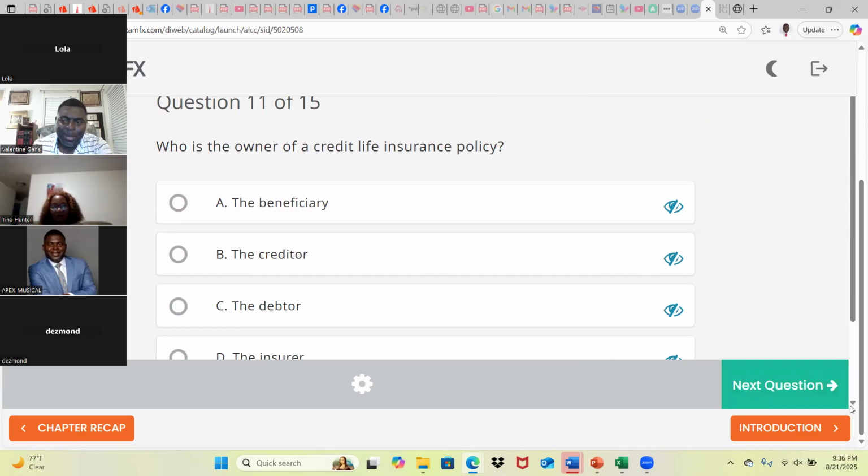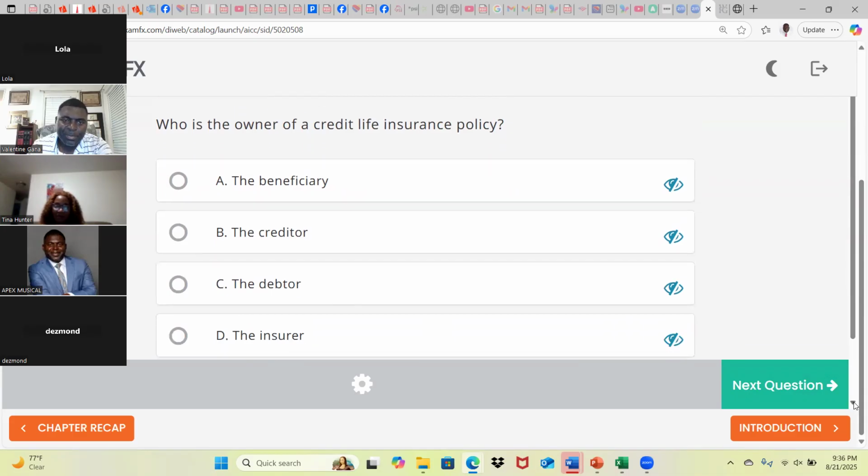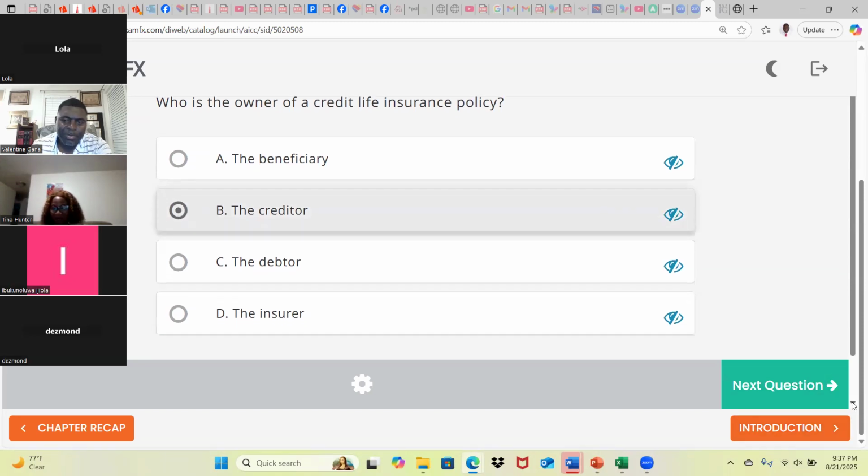Who is the owner of a credit life insurance policy? A, the beneficiary; B, the creditor; C, the debtor; D, the insurer. Creditor. B, the creditor. All right. Very true.